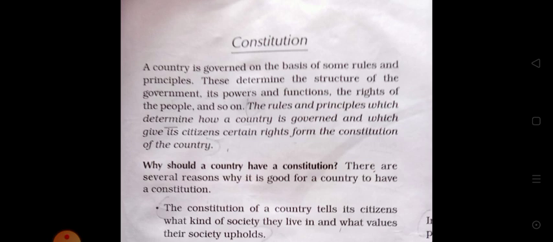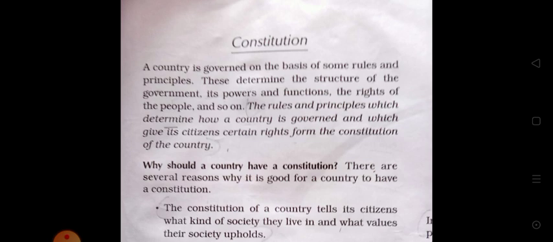Next, why should a country have a constitution, or what is the need of a constitution? There are many reasons why it is necessary for a country to have a constitution. Now we can learn some of the main points related to it.